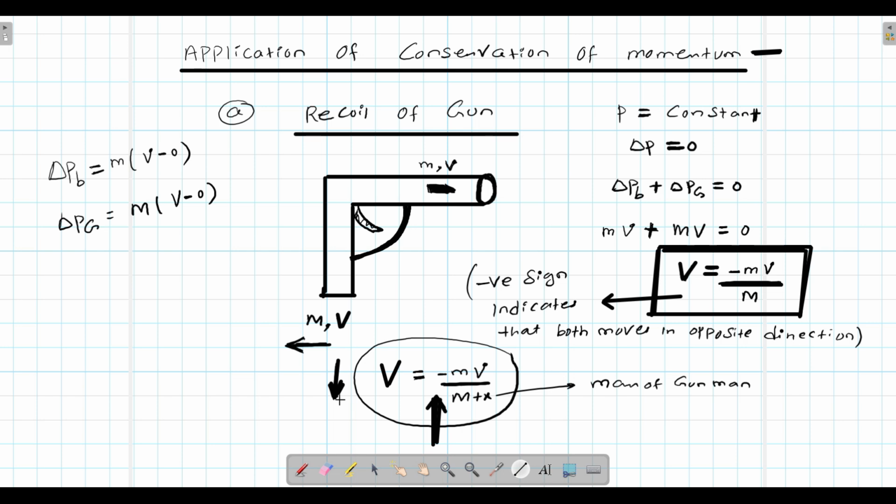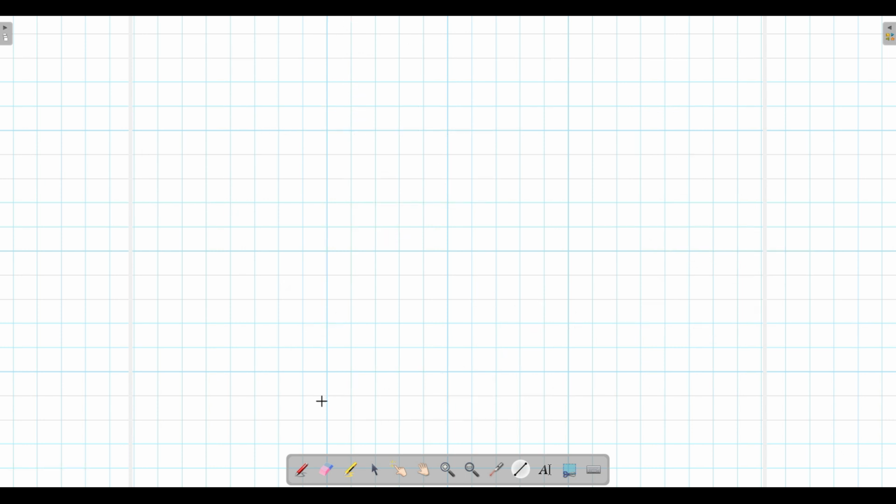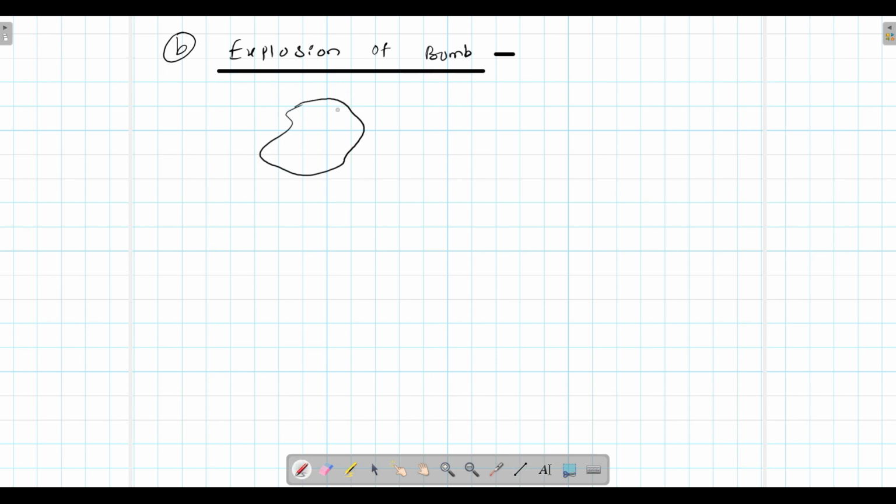Next let's see rocket. Explosion of bomb. In explosion of bomb, suppose a bomb has mass capital M, speed is 0, and it explodes into two parts. Mass is m1, speed is v1, mass is m2, speed is v2.